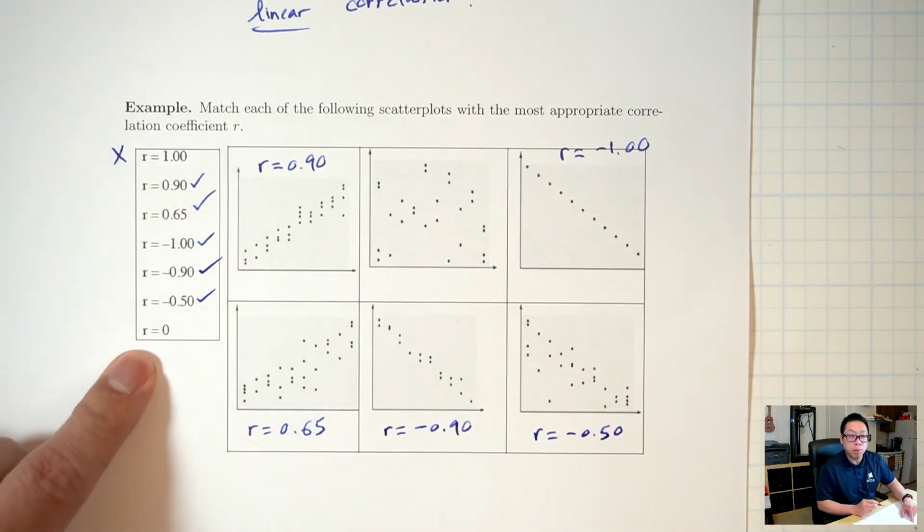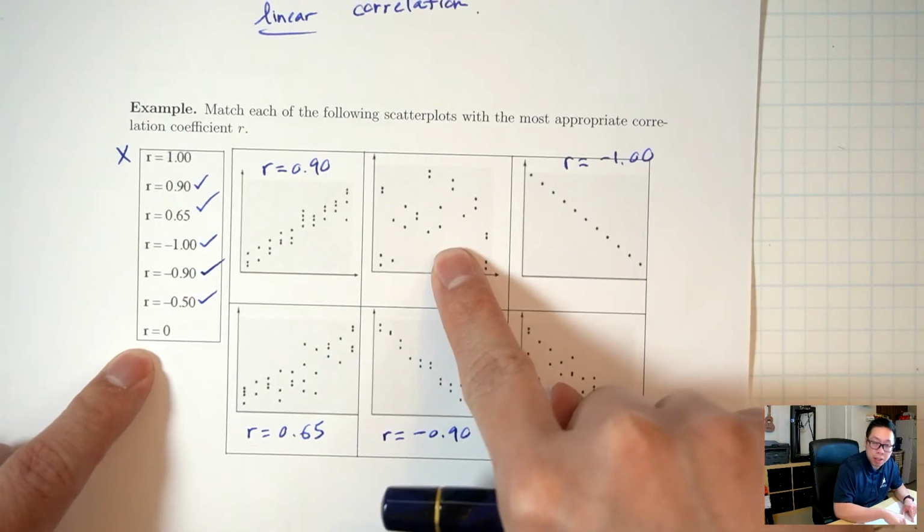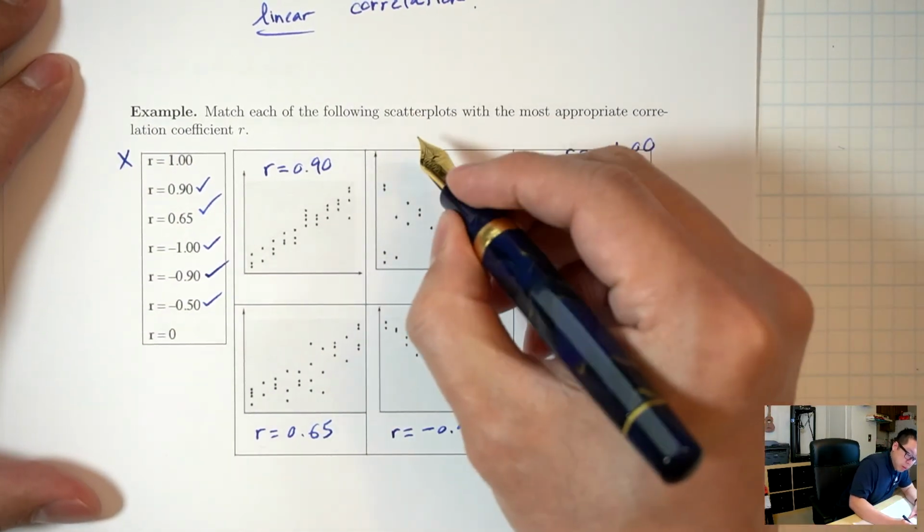And then R equals 0 means that it looks nothing like a line. This scatter plot looks nothing like a line. This would be R equals 0.